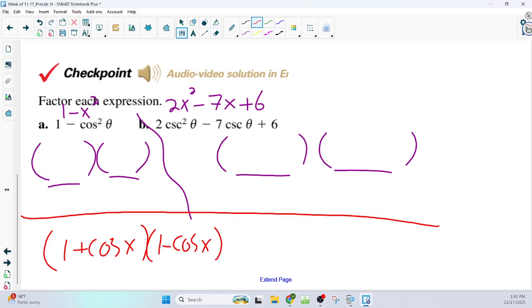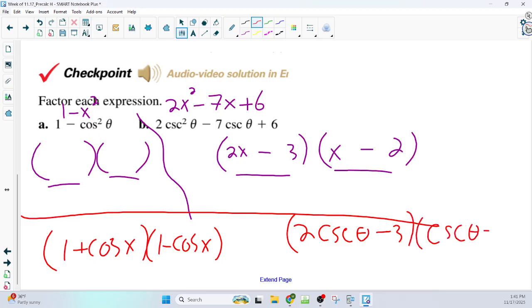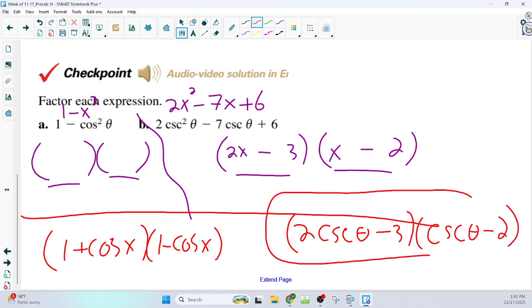Let's try to factor it with the purple part for starters. So 2x and x. I think it's going to be 3 and 2. Let's see, 3 here and 2 here. Subtract, subtract. That looks good to me. So the real answer becomes 2 cosecant of theta minus 3, and then cosecant of theta minus 2. And this is our actual answer. Sorry for that line running down the middle there. And that's what you need to do.